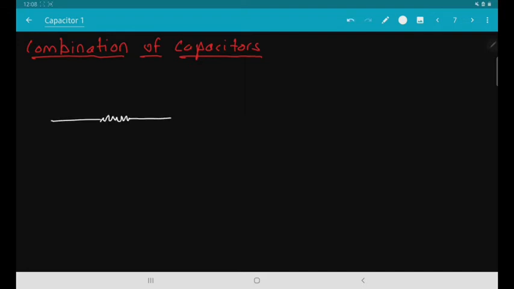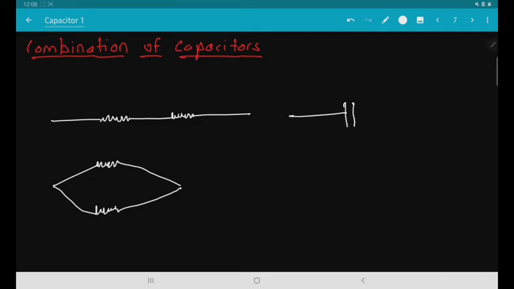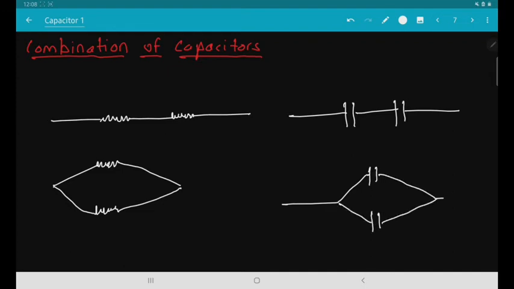We can combine them in series and we can combine them in parallel as well, and we have equivalent capacitance in each of these cases. Same way we can have capacitors in series and capacitors in parallel. Now in each of these cases we can find out what is the equivalent capacitance. Here I will just mention the direct equation for the capacitance in series and capacitance in parallel.